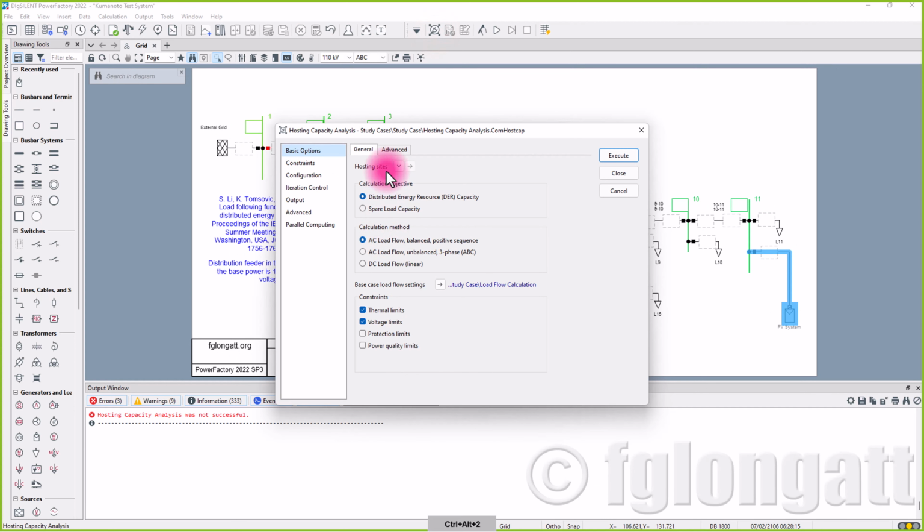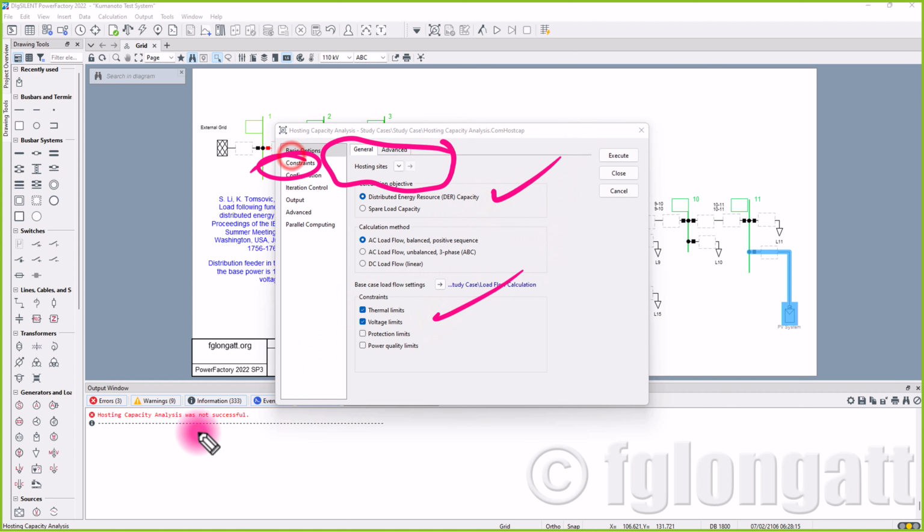Yes. Okay, you need to define where you want to calculate the hosting capacity. Sorry, I forgot to do that. We defined the objective function, we defined the constraints clearly, but we forgot to tell PowerFactory the buses that we want to include for the hosting capacity.